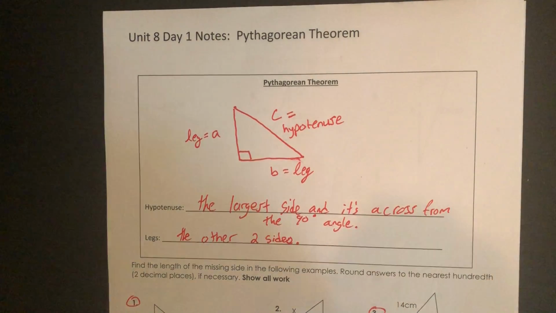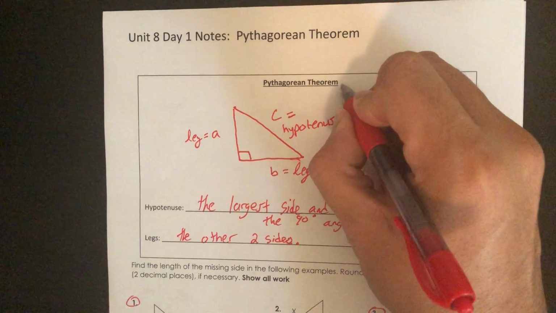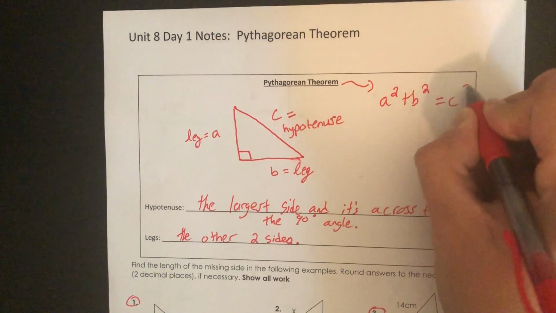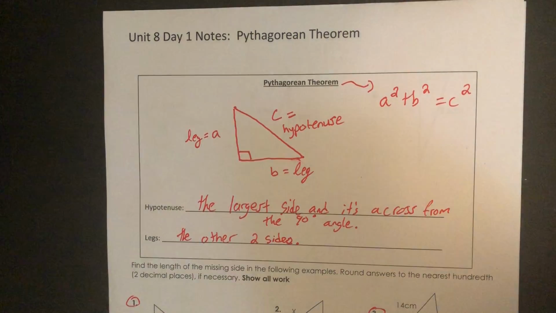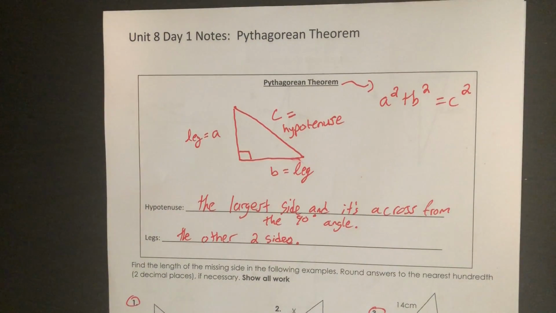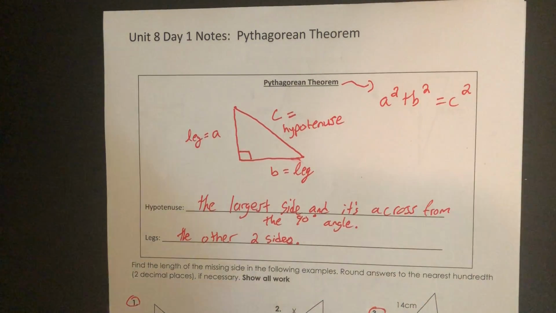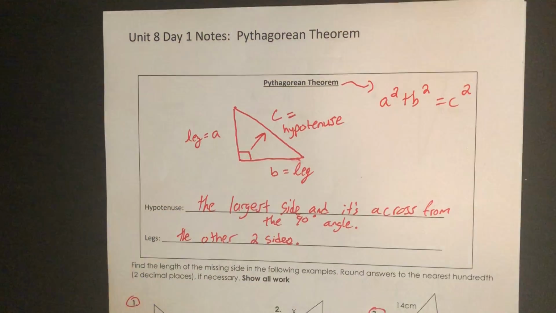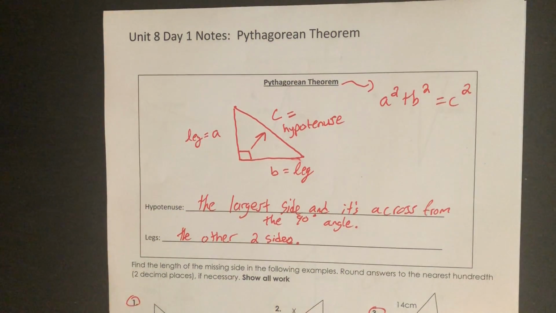And using this information, our theorem is basically a squared plus b squared equals c squared. This theorem allows us to find any missing side. It can also help us determine if three measurements form a right triangle, okay? So the most important side is always the hypotenuse because it's the largest side and it's across from the 90-degree angle. Okay, and the other two sides, it doesn't matter which one you place where on the theorem.